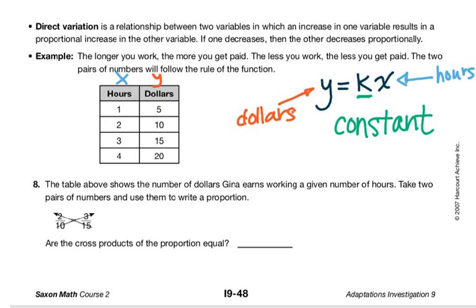So let's look at this. If I work X amount of hours and I get Y amount of dollars, well, it looks like it's going up by 5s. So my constant in this particular case equaled 5. So Y equals 5x.